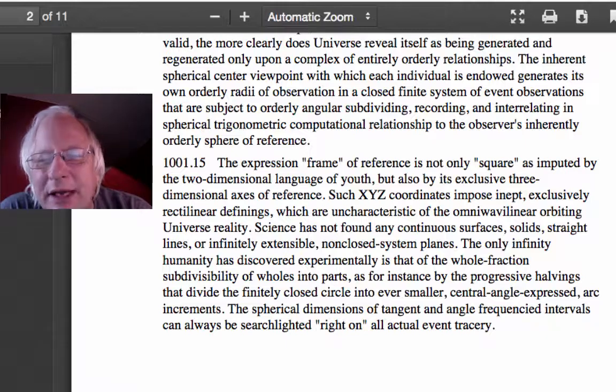Science has not found any continuous surfaces, solids, straight lines, or infinitely extensible non-closed system planes. The only infinity humanity has discovered experimentally is that of the whole fraction subdivisibility of wholes into parts, as for instance by the progressive halvings that divide the finitely closed circle into ever smaller central angle expressed arc increments. The spherical dimensions of tangent and angle frequencied intervals can always be searchlighted right on all actual event tracery.